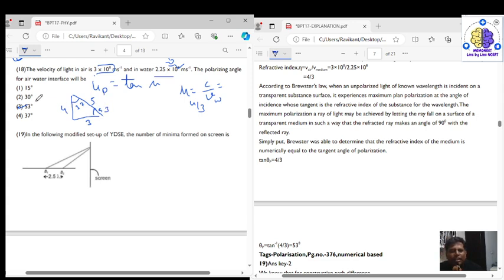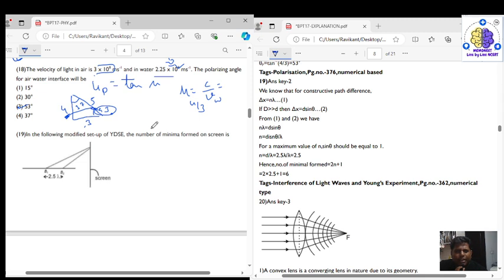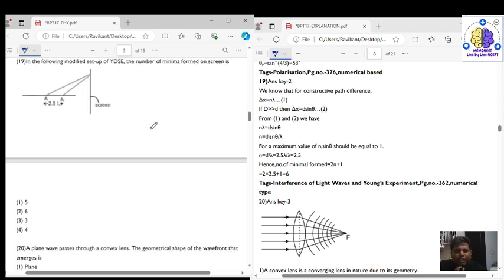So here, tan 4 by 3 means the perpendicular is 4. The angle opposite to it is 53 degrees. So tan 53 is equal to 4 by 3. So the angle is 53 degrees. And the formula we have used is iP equals tan inverse mu, that is, the angle of polarization is equal to tan inverse of mu, the refractive index of the medium, right? Now let's come to question number 19.